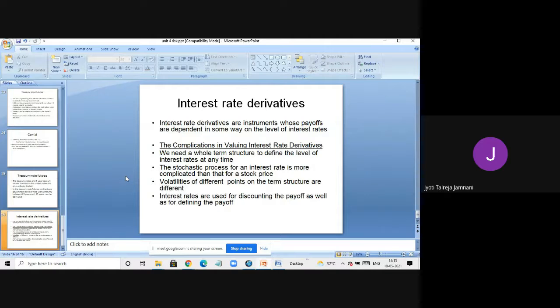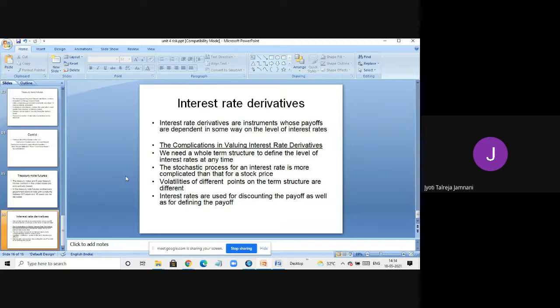The stochastic process of an interest rate is more complicated than that for a stock price. Like we did forwards or futures in the first unit, valuing a stock price was very easy. But when we come to interest rates, and when we did those sums, you saw the process itself is very tedious. You have to find the 6 months rate, then 12 months, 1.5, then those become the zero rate. You find the forward rates for them. Then you also find the par yield or the coupon rate. So the process is very tedious.